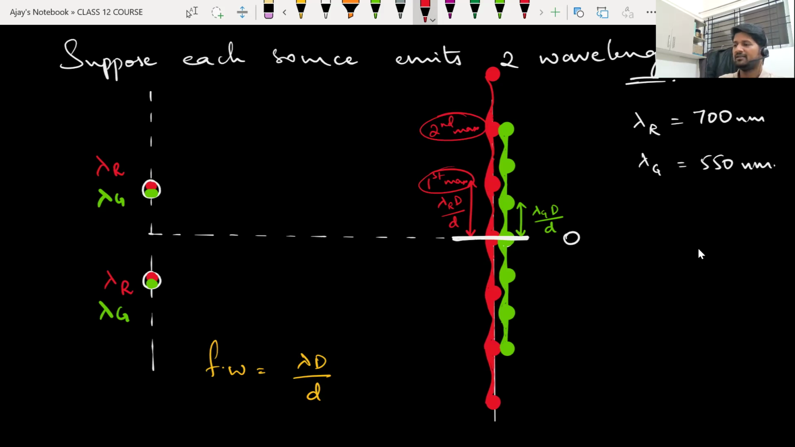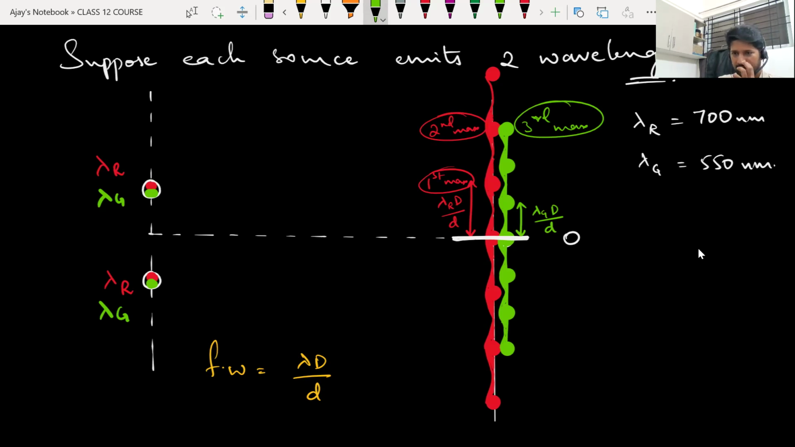Now tell properly which maximum of red is coinciding with which maximum of green. The second of red and third of green. Okay, so the second maximum of red appears to coincide with the third maximum of green. So questions based on this are also quite common.